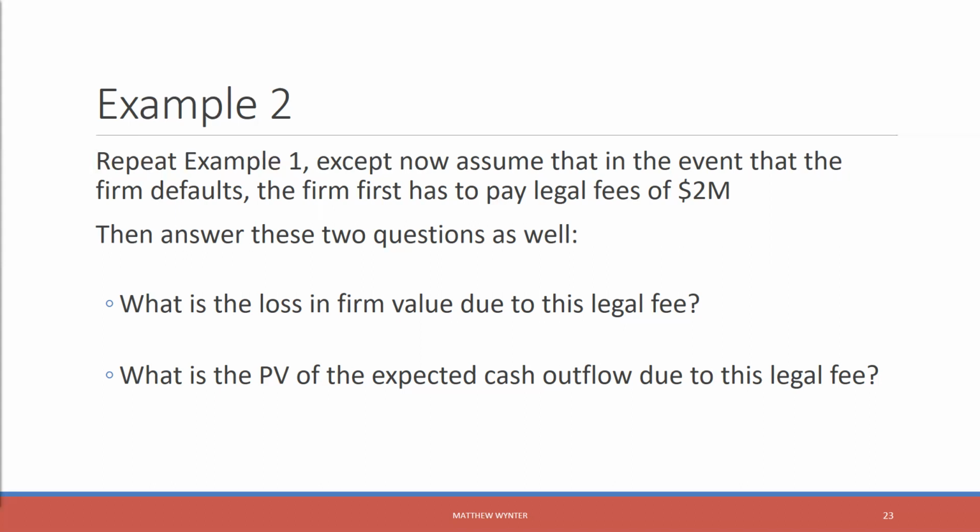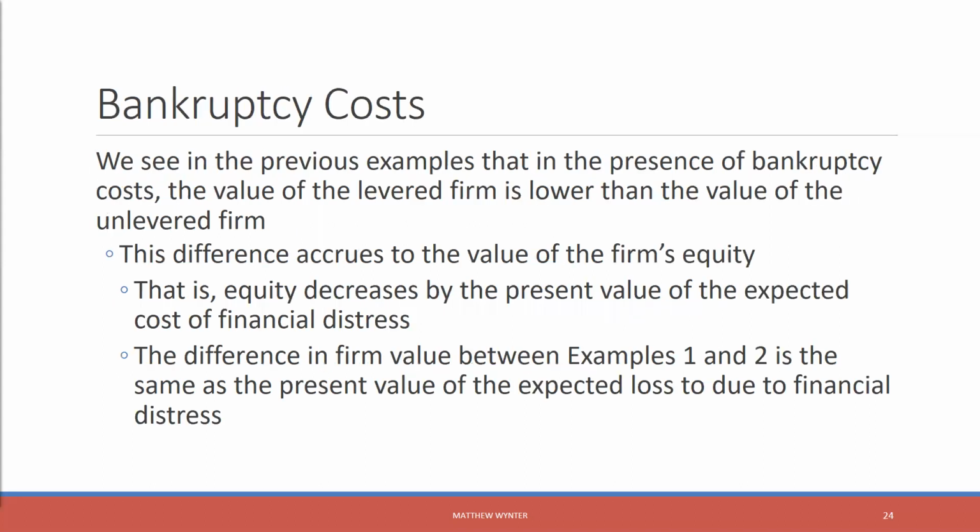Okay, so what are the two things that hopefully we gather from observing these examples? We can see in the previous example that in the presence of bankruptcy costs, the value of the levered firm is lower than the value of the unlevered firm. The difference accrues to the value of the firm's equity. So because of this, the value of equity is going to be reduced. That is, equity decreases by the present value of the expected costs of financial distress.